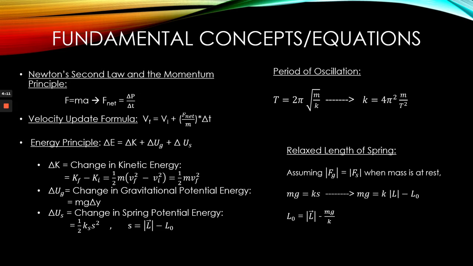In this experiment, we are assuming the mass is beginning at rest, so the magnitudes of the forces of gravity and the spring are equal. Therefore, the initial length of the spring is equivalent to the magnitude of L minus mg over k.